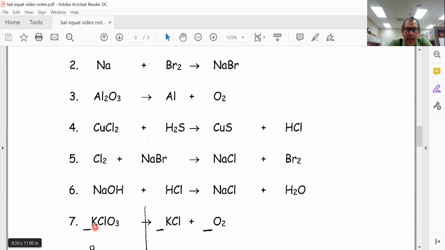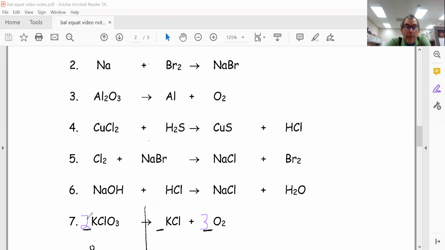Now, when I look at it, it looks like the Ks are the same. It looks like the Cls are the same. What's different? Oxygen's 3, oxygen's 2 over here. What's the smallest number that 2 and 3 go into? It's 6. So what I'm going to do, think multiplying, not adding, is put a 2 out in front here and a 3 out in front here. And if I do that, I get 2 times 3 gives me 6 oxygens here. 3 times 2 gives me 6 oxygens here.